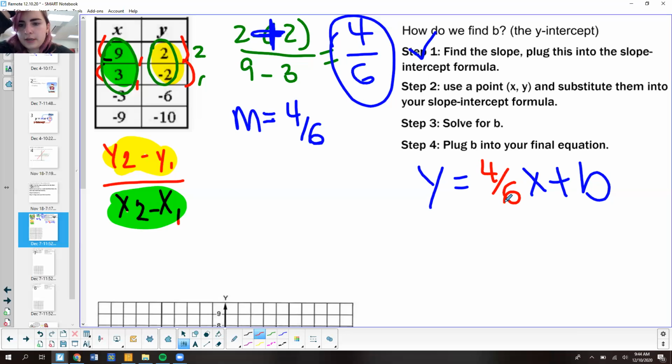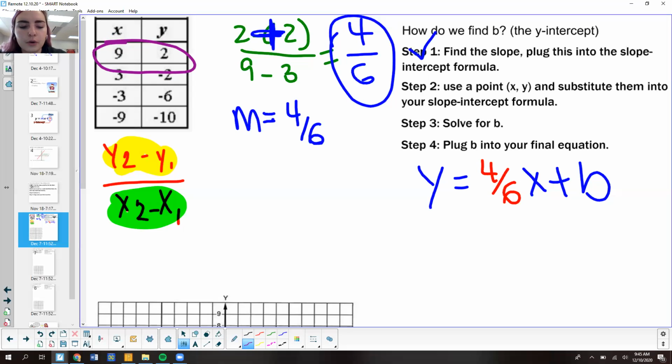Next, step 2, use a point in x comma y format and substitute it into your slope-intercept formula. So we're going to pick any of these points on this table. Actually, you know what? I don't want that one. That one has a negative. So I'm just going to do this top one, because keeping everything positive is good. Avoiding negatives, because negatives can just get dicey, especially when some of us feel like we don't need to use our calculators. I still tell my in-person students, use your calculator. You have your calculator.